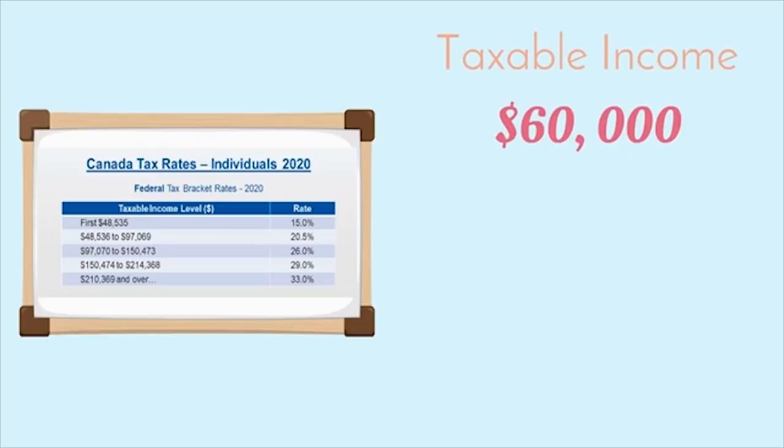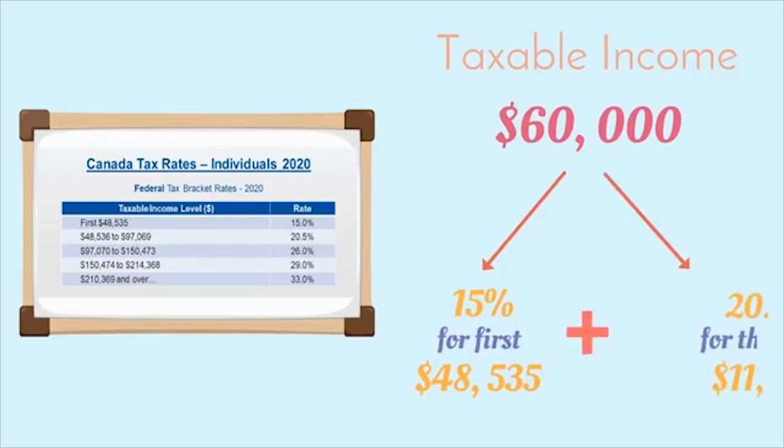For example, in 2020, if your taxable income is $60,000, you will be taxed at 15% for the first $48,535 of taxable income, plus 20.5% of tax rate for the remainder at the federal level.